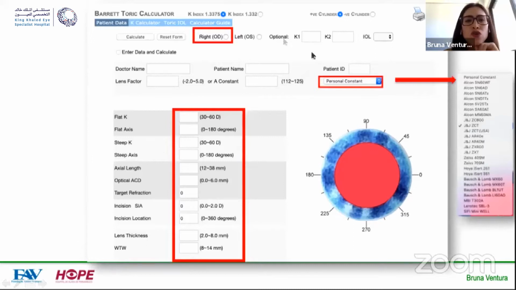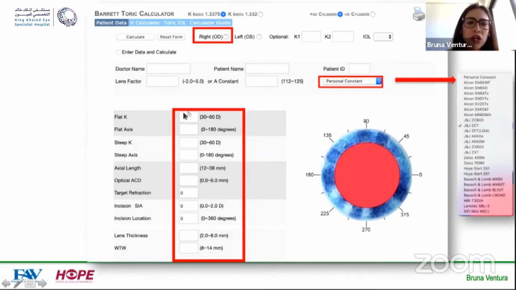You usually have to specify the eye that you're planning the surgery for. Here you can choose the lens that you're going to implant. If you have personalized the constant and you want to use your personal constant, you can. There's no problem, and you can put it here or here. But if you're using the optimized lens constant that has been optimized by the device manufacturer, here's where you're going to find a list of all of the lenses.